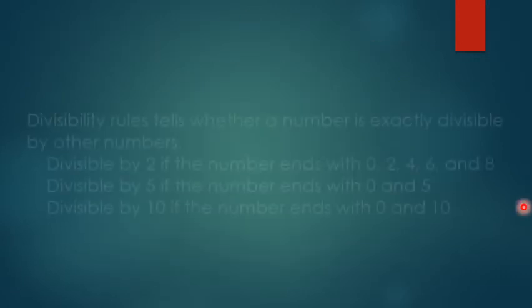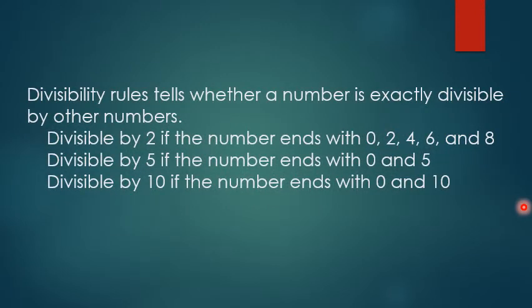Okay, next. Pag sinabing divisibility rules, ito po ang nagsasabi kung ang number po ay divisible sa ibang number. Saktong divisible po siya sa ibang number na walang remainder. Pag divisible by 2, nagtatapos po siya sa 0, 2, 4, 6, and 8. Kapag divisible by 5, nagtatapos siya sa 0 and 5. Kapag divisible by 10, nagtatapos siya sa 0.